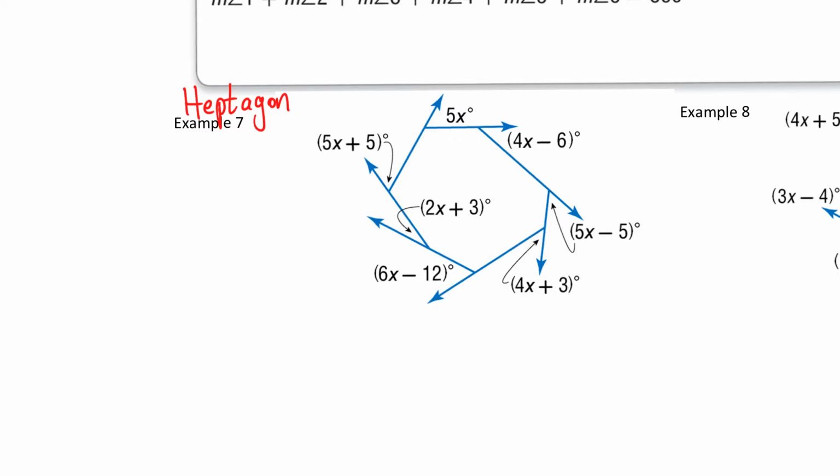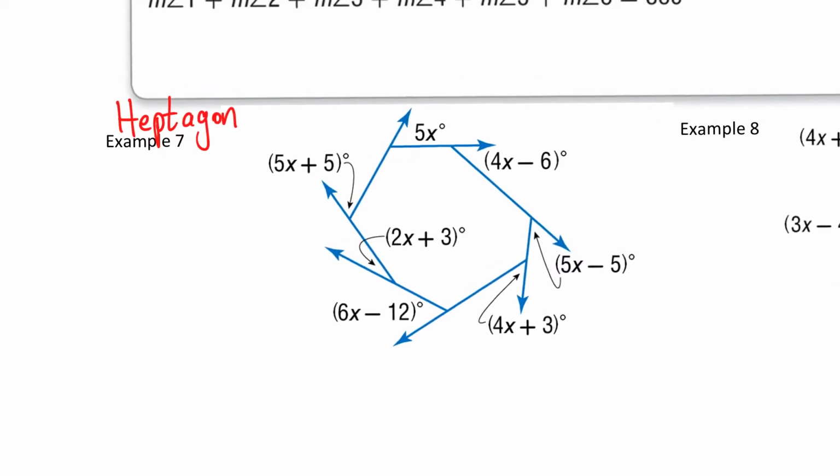360. Okay? It doesn't matter. It's 7 sides, it's going to have 360. If it does 100 sides, those exterior angles are going to add up to 360. Now on this one, instead of me writing all that down, let's just do this in our head real quick.